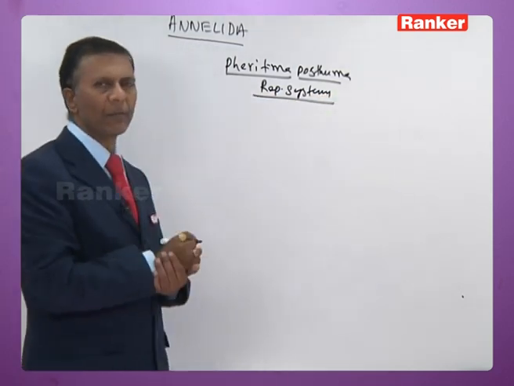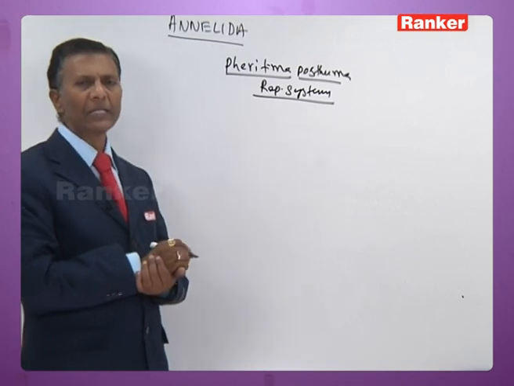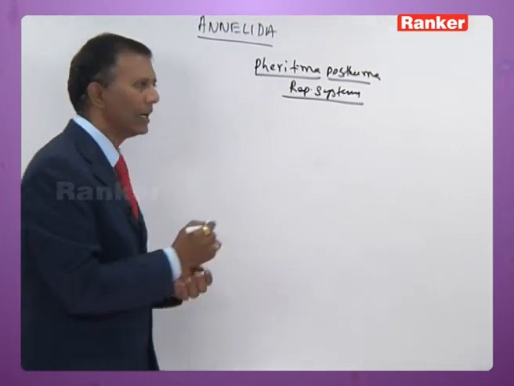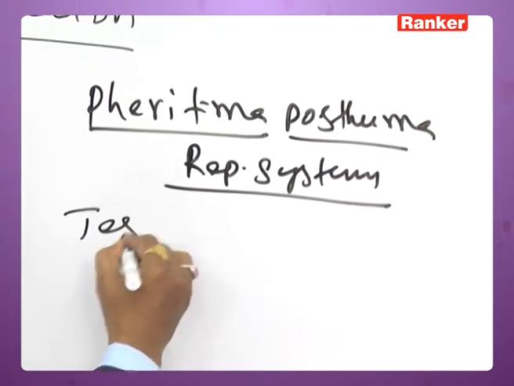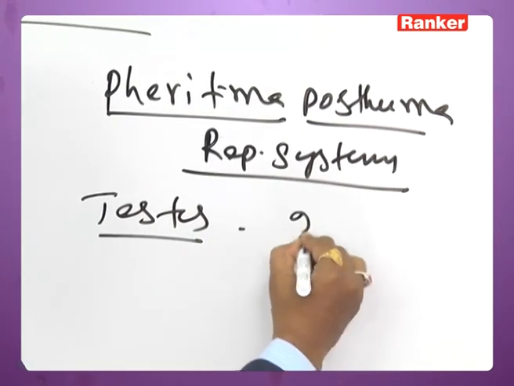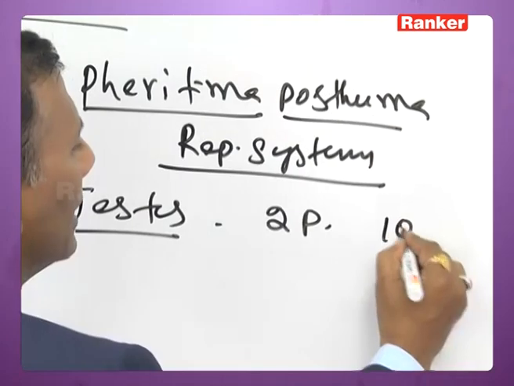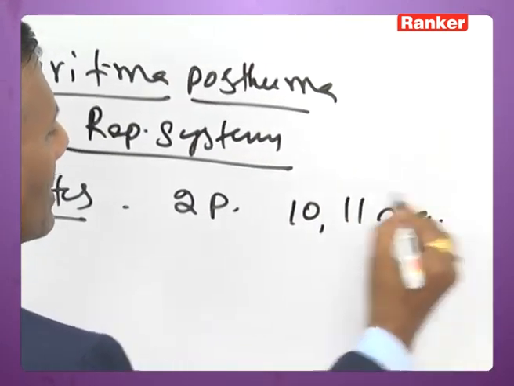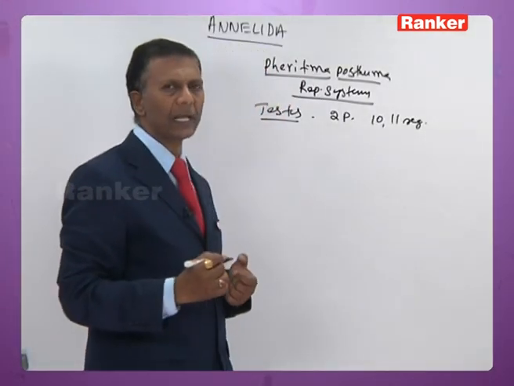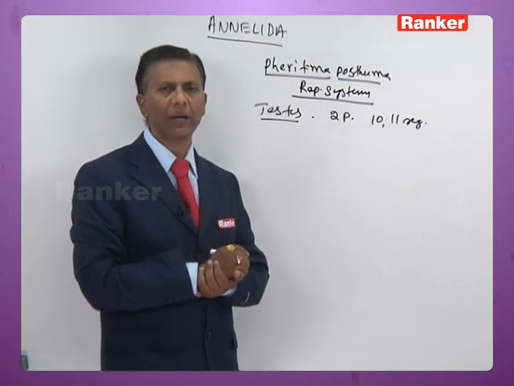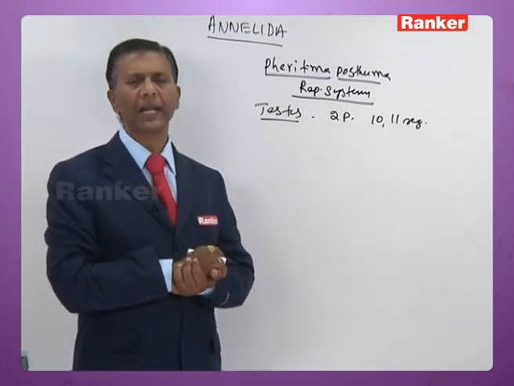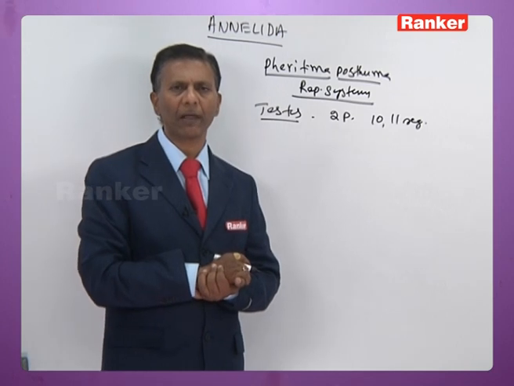Reproductive system of Pheretima posthuma. It is bisexual or hermaphrodite. Now testes. Two pairs of testes are present, in the 10th and 11th segments. The first pair is present in the 10th segment, attached to the septum of 9 by 10. The second pair is present in the 11th segment, attached to the septum of 10 by 11.